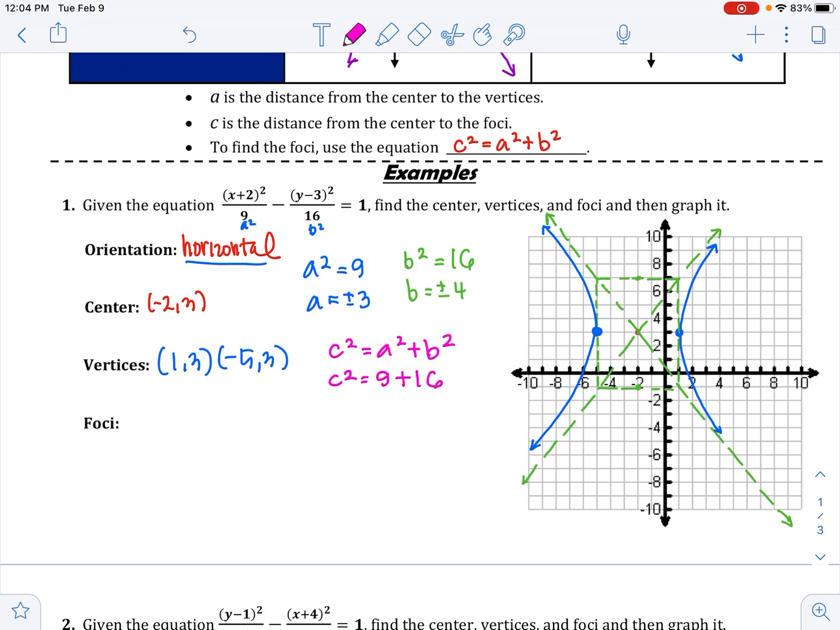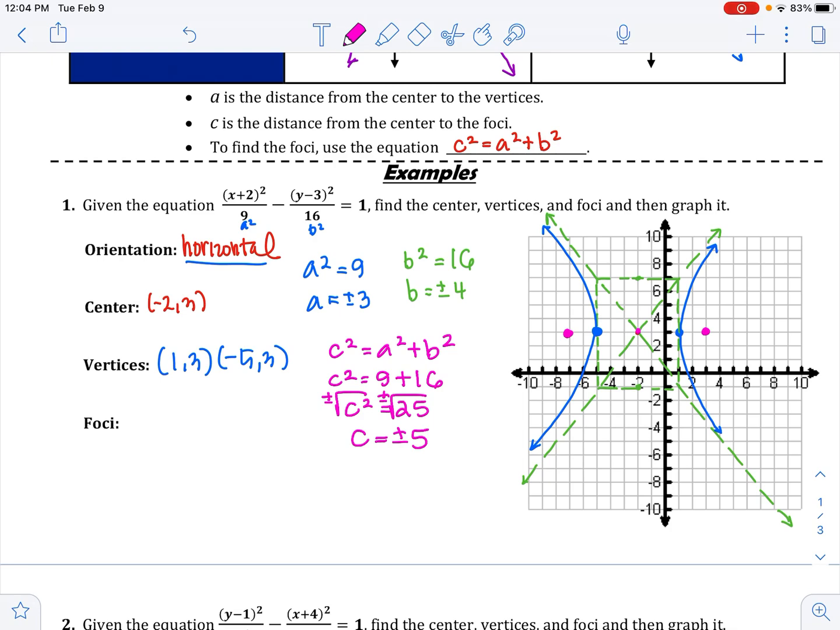C squared is equal to 9 plus 16. C squared is 25, so C is positive and negative 5. I don't have to estimate that. I know how far 5 is. So this is horizontal, so I'm going to go back to my center, right? I'm going to go right 5. That's a focus. And I'm going to go back to my center. I'm going to go left 5.